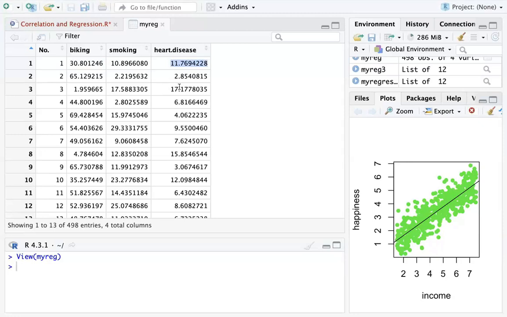And we want to make an equation whereby we could predict, if someone is biking, let's say, 10 miles every day, or if someone just smokes one cigarette a day, then what would happen to heart disease? Or if someone is biking 5 miles a day and doesn't smoke at all, then how would it affect heart disease? So we want to model this relationship.